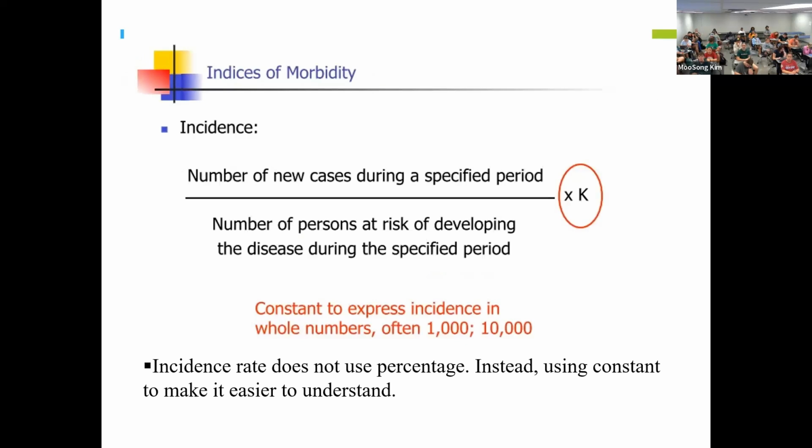And then K is a constant to express the incidence as a whole number per 1,000 people or 10,000 people. So incidence rate does not use percentages. Instead, using these constants makes it easier to understand. Usually in the questions, this constant will be given, 10,000 or 100,000 or something like that. So you just multiply by the given constant, okay?